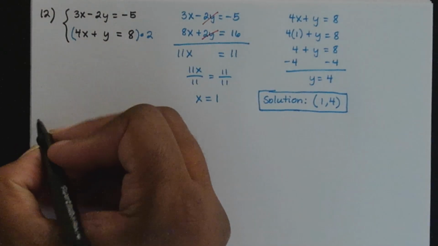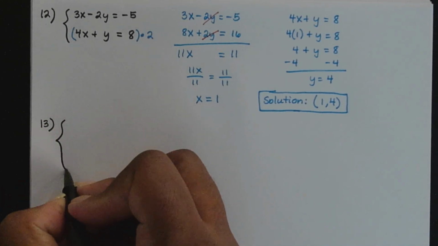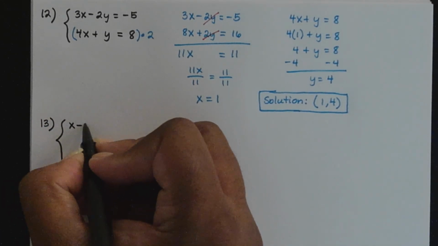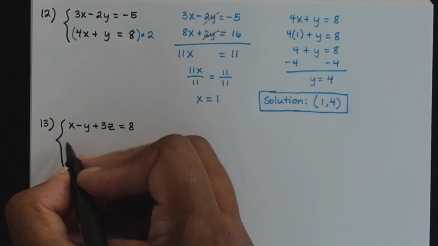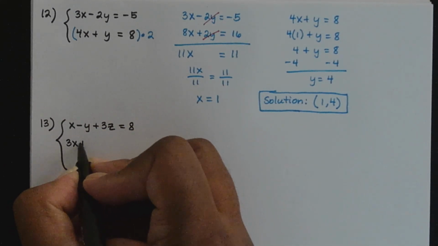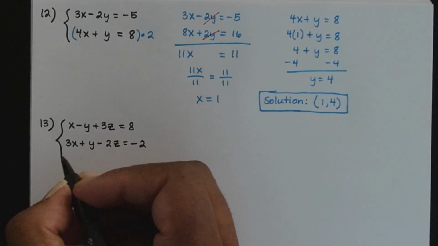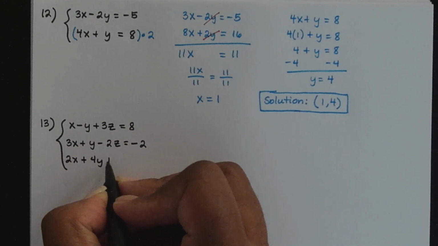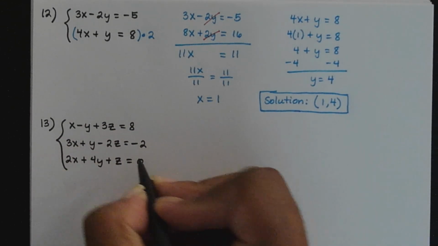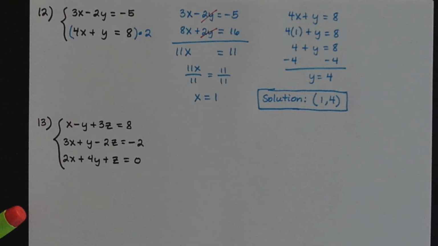Okay, problem number 13 is a system of equations in 3 variables. And we got 3 equations. x minus y plus 3z is equal to 8. 3x plus y minus 2z equals negative 2. And then 2x plus 4y plus z equals 0. And here we want to solve this system of equations in 3 variables.